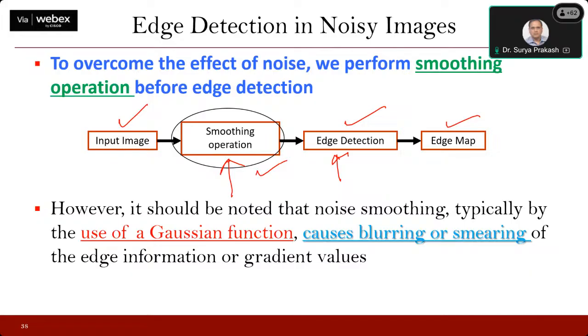A Gaussian function can be used for removal of the noise, or we can use a median filter. And after removing the noise, we can make use of the first order derivative based filter or the second order derivative filter for computing the edges, right?